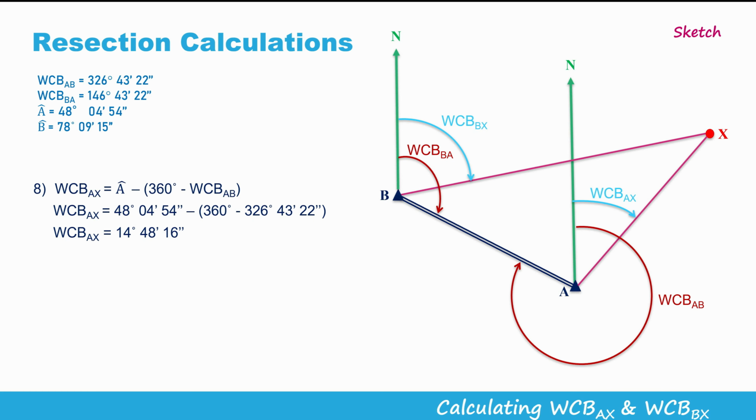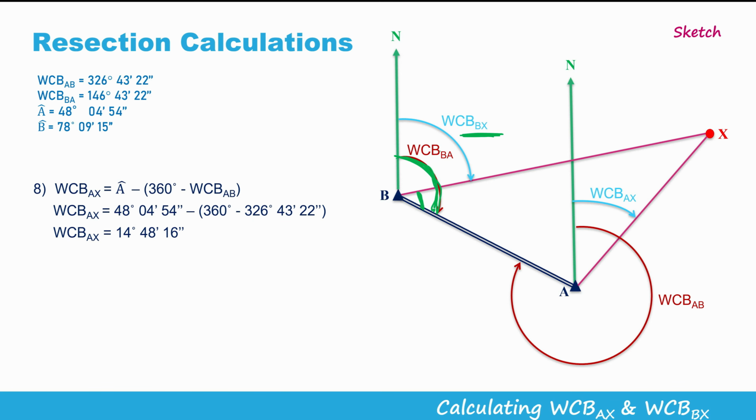Now let's clean everything and have a look at how to calculate the whole circle bearing of BX. This is the whole circle bearing of BX. So angle B is known. Look how easy that is. Angle B is known and the whole circle bearing of BA is known. It's very easy and straightforward now.